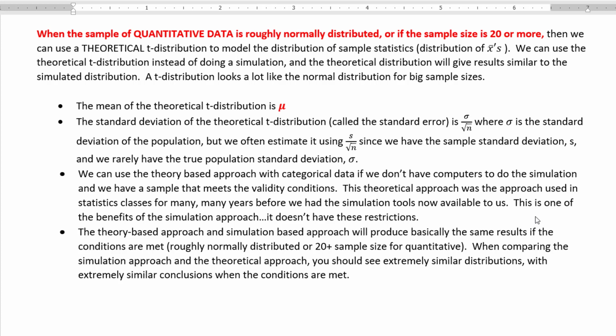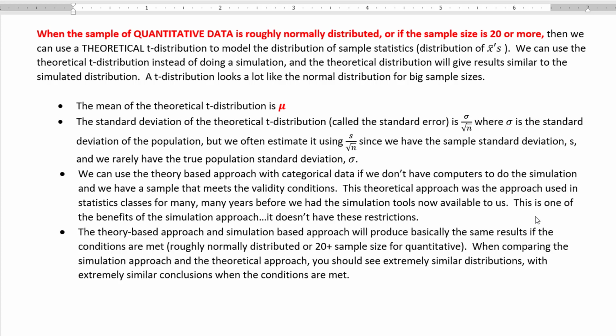So if you're doing a hypothesis test related to mu and you have a sample mean x bar, then we know you could use a simulation in order to help you create a distribution of sample statistics. It turns out if you meet certain validity conditions, you could use a theoretical mathematical approach to that instead.